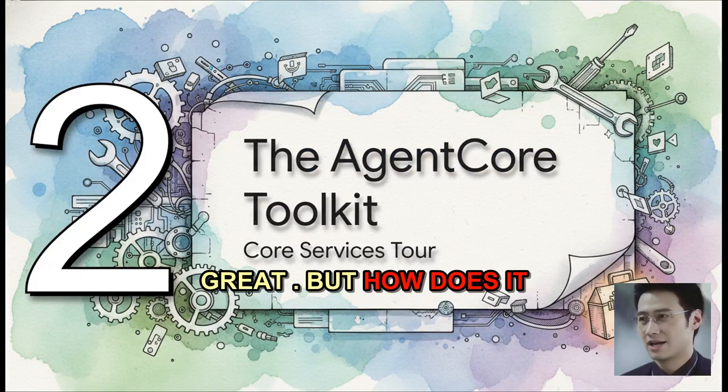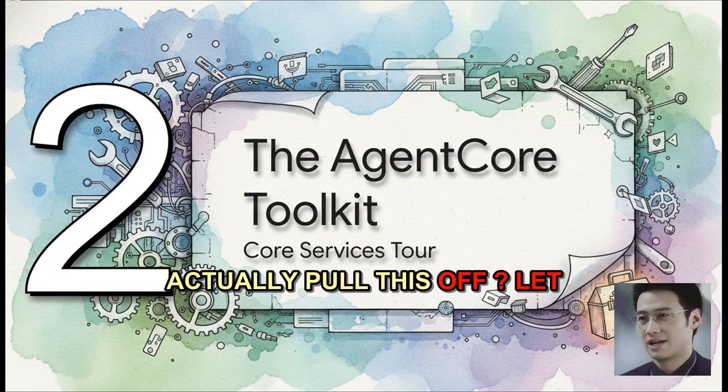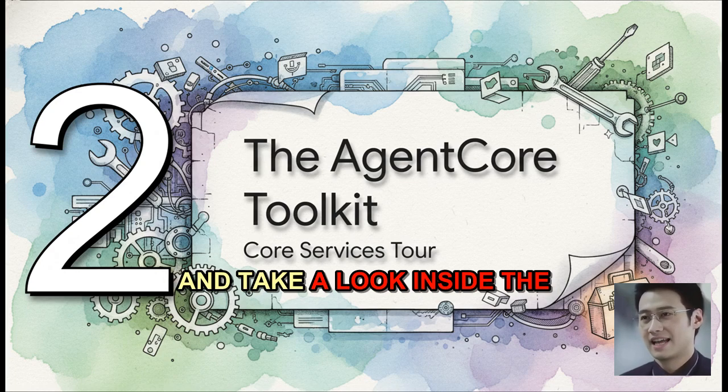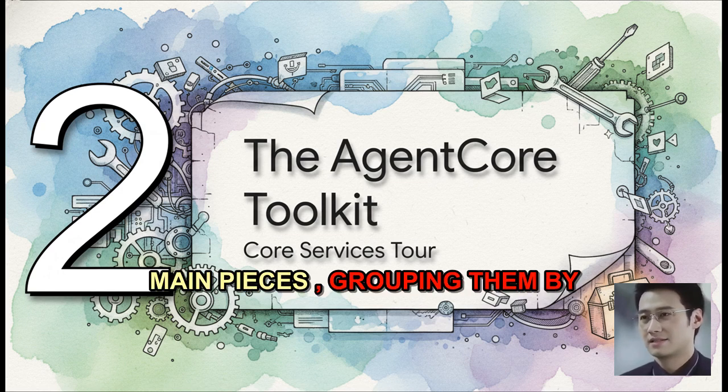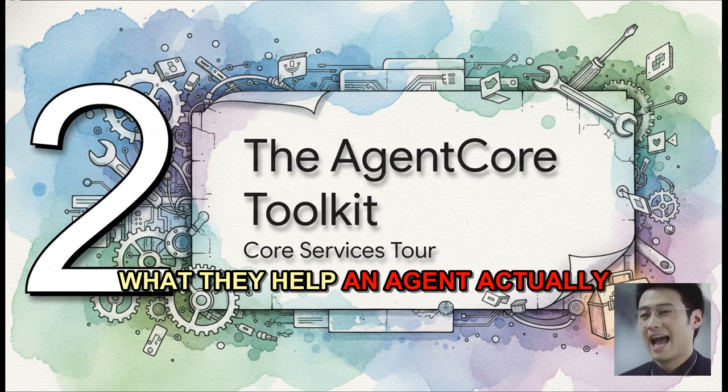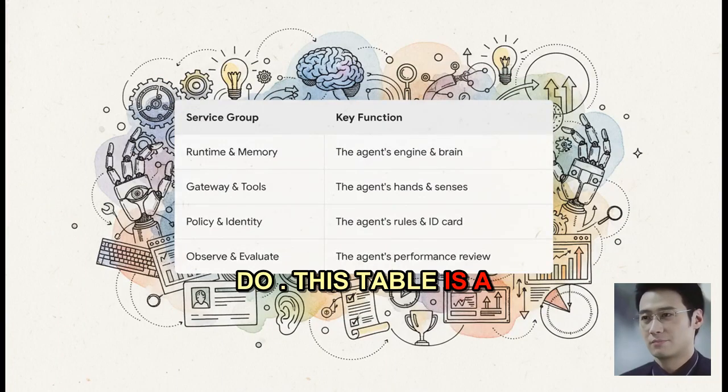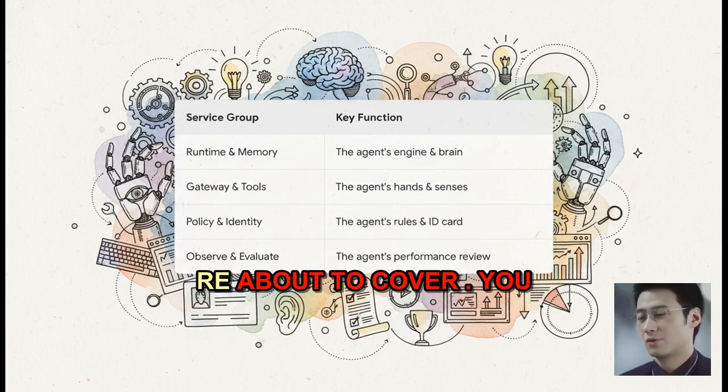Okay, sounds great. But how does it actually pull this off? Let's peel back the layers and take a look inside the Agent Core toolkit. We're going to walk through the main pieces, grouping them by what they help an agent actually do. This table is a fantastic roadmap for what we're about to cover.